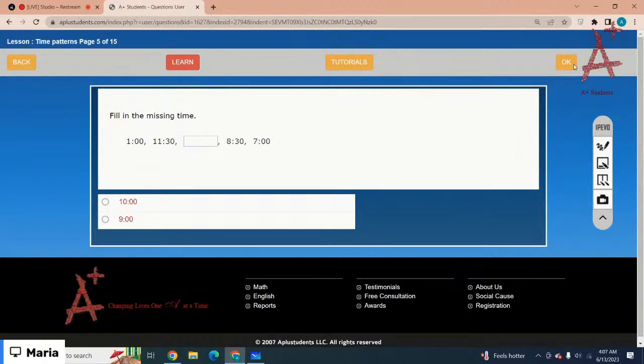Fill in the missing time. 1, 11:30, the missing one, 8:30. So which is the correct option?